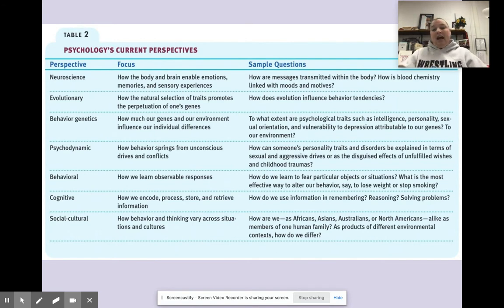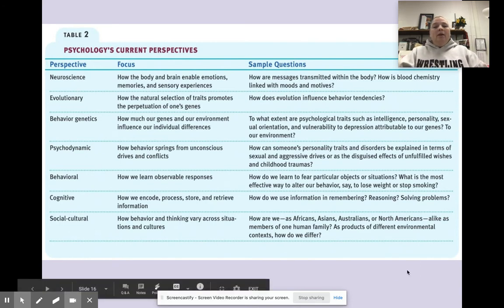Cognitive theorists: how do we use information in remembering, reasoning, or solving problems? How do you remember how to do that math problem on the test? And sociocultural: how are we as Africans, Asians, Australians, or North Americans alike as members of a human family? And how are we different because of our environment and our cultures?